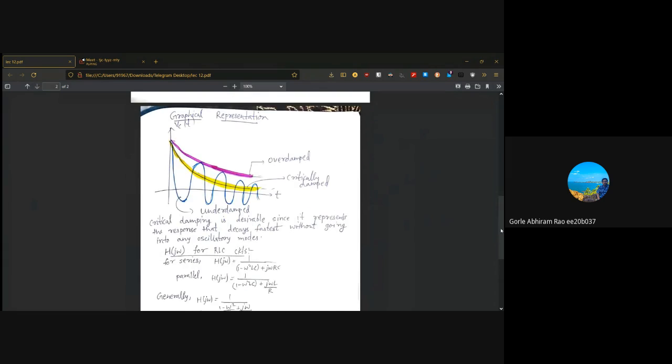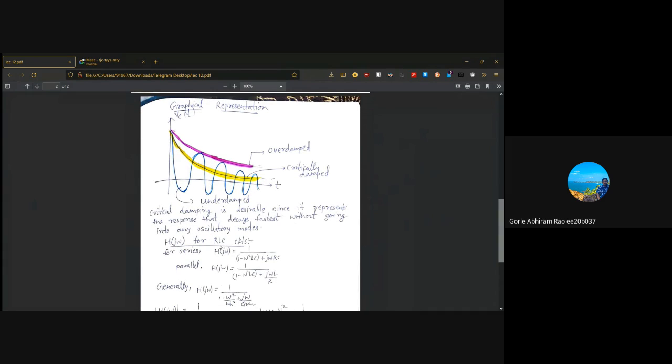Now, if you look at the graphical representation of each of these responses, this overdamped case is something like this, where it starts off and then keeps falling off continuously, and then we have our critically damped case, and the underdamped case is sort of sinusoidal as well as decaying at the same time.